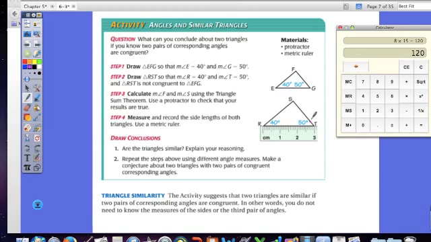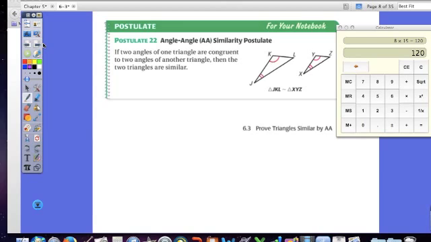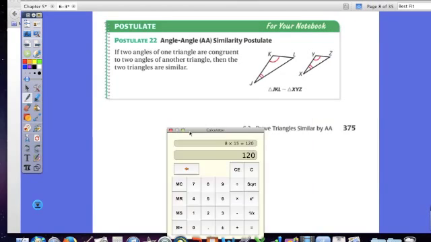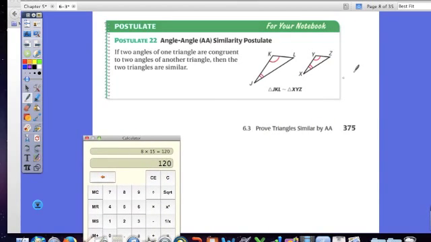Talking about this in class also, it's another example of why angle-angle-angle is not a congruence postulate, but angle-angle is going to be a similarity postulate. And there is the postulate. We only need to prove two angles because the third angles theorem is going to tell us that the third angle is congruent. So if two angles of one triangle are congruent to two angles of another triangle, then the triangles are similar.